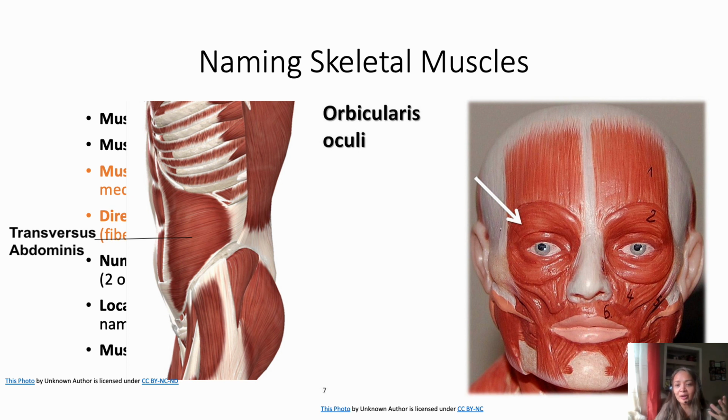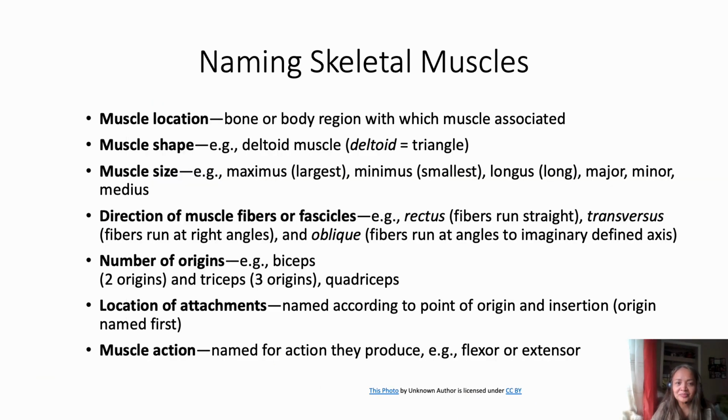Here's another one according to direction of fibers, orbicularis oculi. The oculi there pertain to the eye, which is the location, but the orbicularis pertains to the direction of the muscle fiber, which is around, like an orbit. Orbicularis, around, orbit.